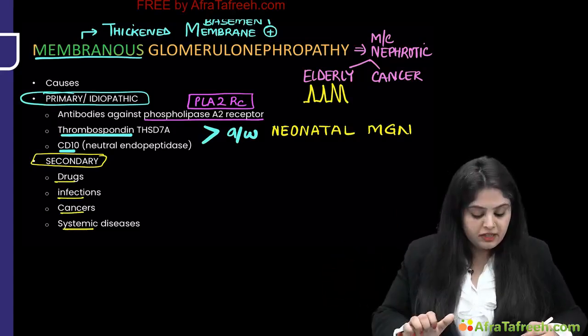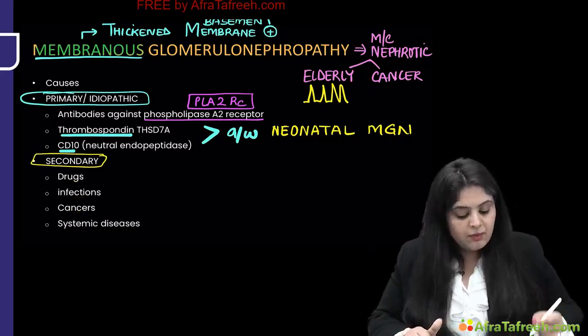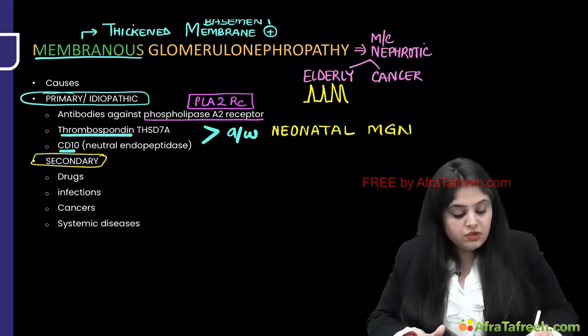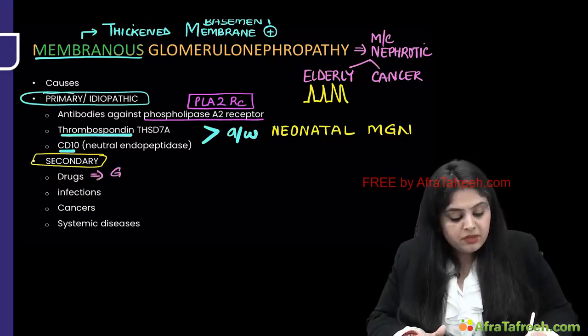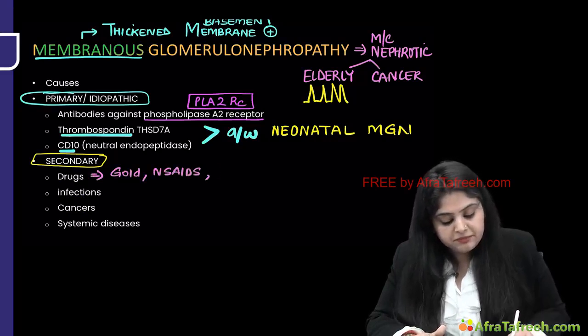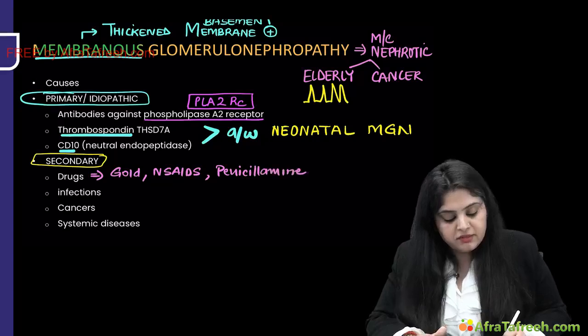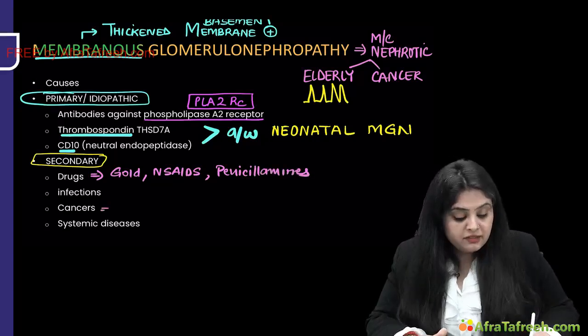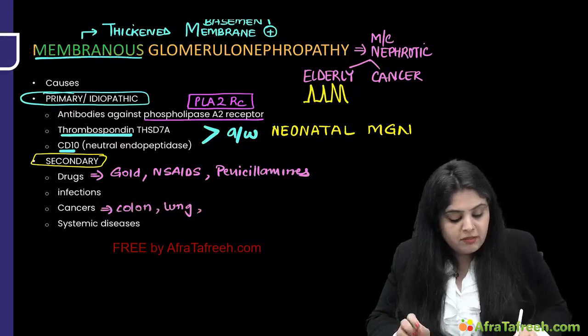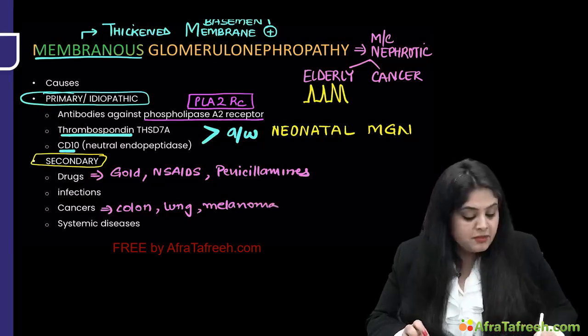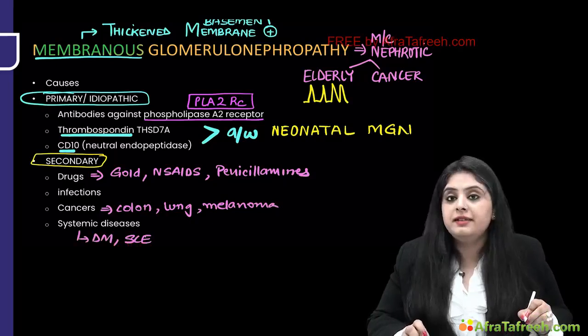So the entire medicine can probably come under this. Now coming back, when we are talking about drugs, you have gold, NSAIDs, penicillamines, number one. Cancers, so many cancers can lead to this. Colon cancer, lung cancer and melanoma are their favorite questions in the paper. In systemic diseases, they put up the most famous diabetes mellitus and SLE.